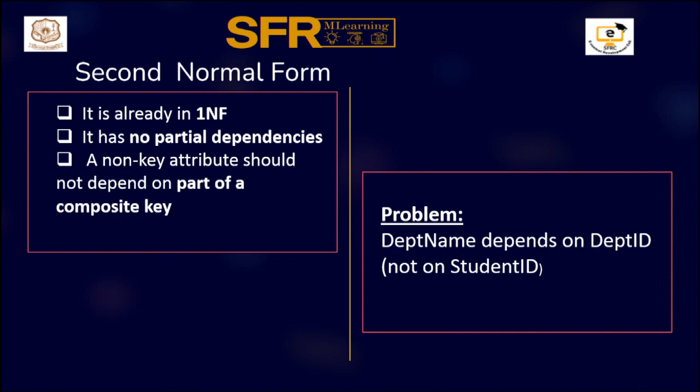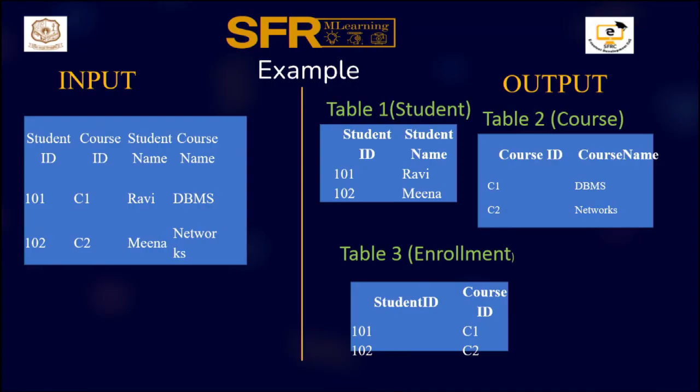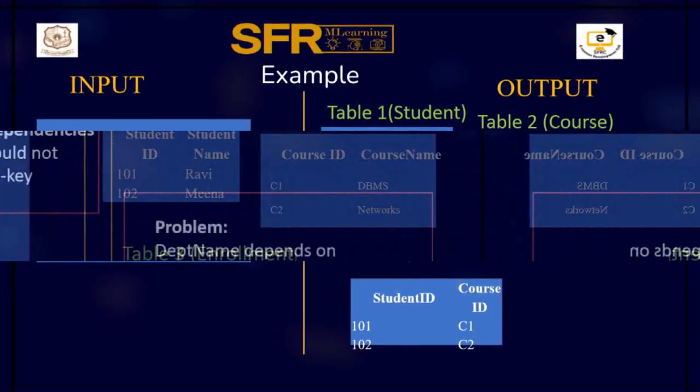Let's see an example. Here the key is student ID and course ID. If the student name depends only on student ID, not on the entire key, it violates 2NF. To normalize, move student name into a separate table where it depends only on student ID.